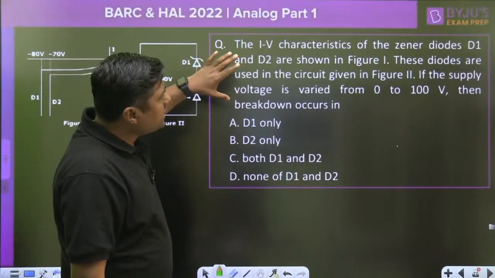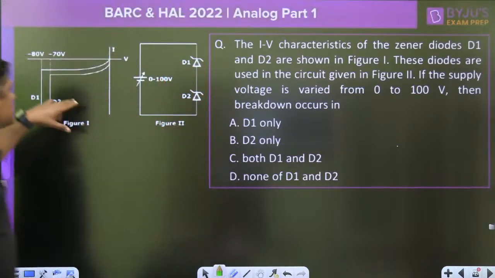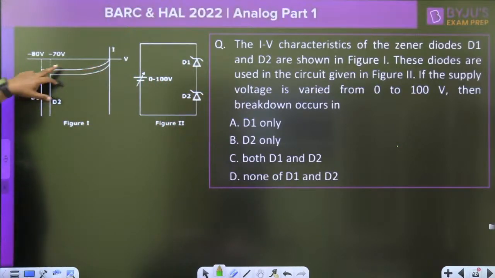The IV characteristics of the Zener diodes D1 and D2 are shown in the figure. IV characteristics means this is the D2. For D2 the breakdown voltage is minus 70 volt because it will break down in reverse direction. And for D1 the breakdown voltage is minus 80 volt. For one it is minus 70, for another it is 80.